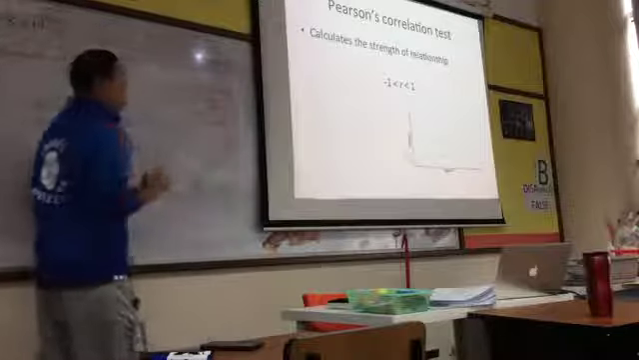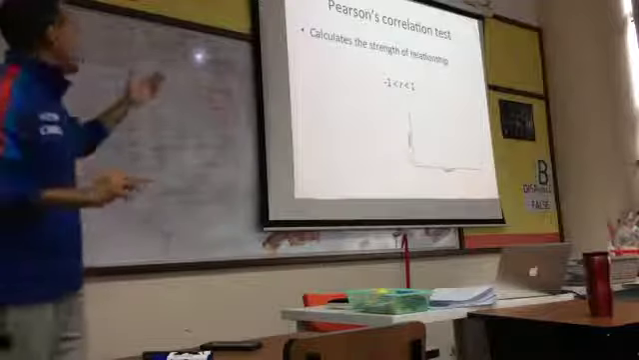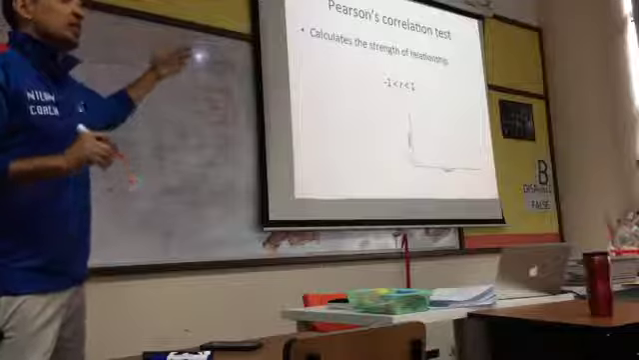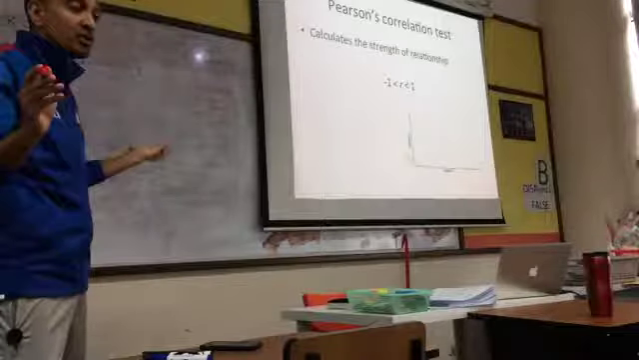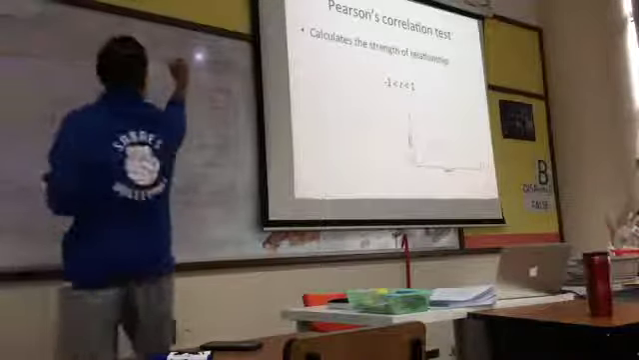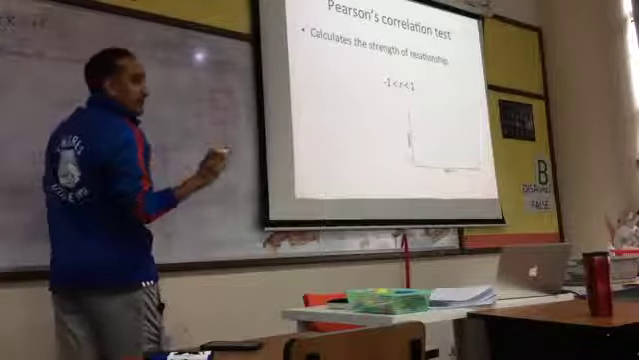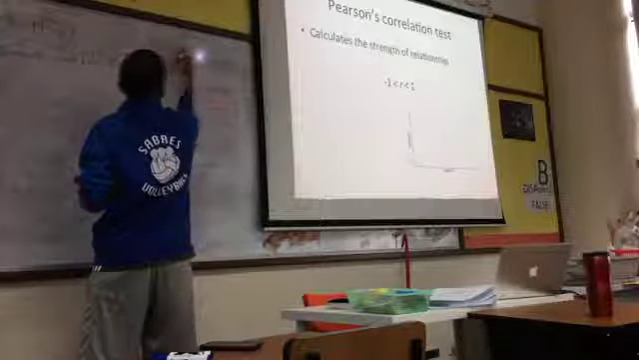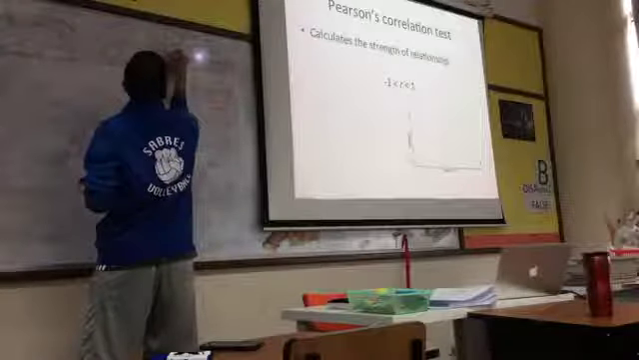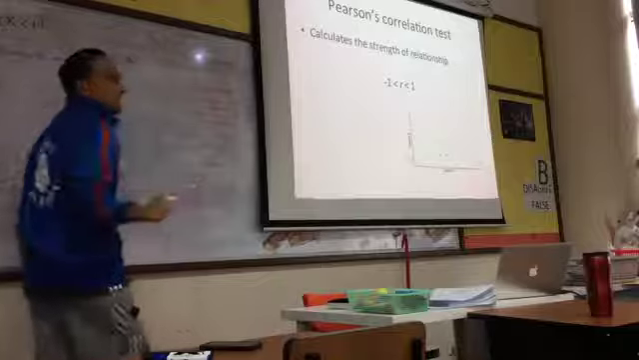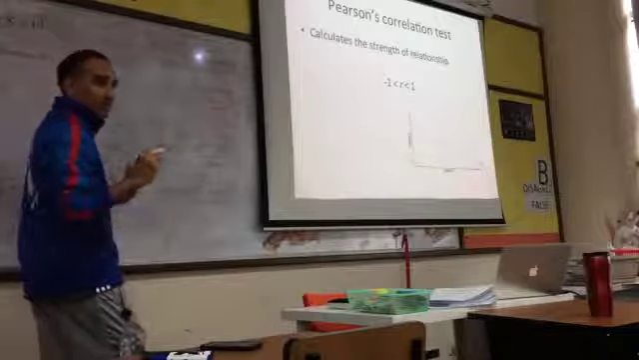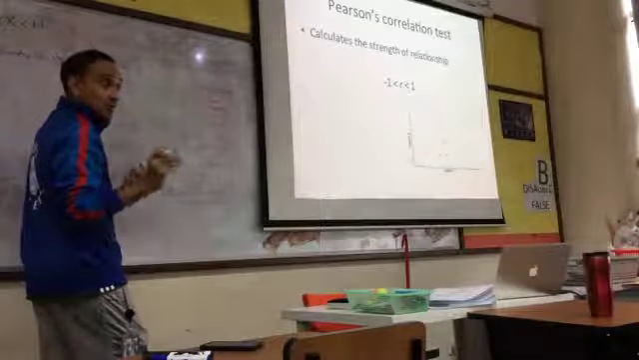So this at first is a little bit arbitrary. Like if it's plus 0.9, that's pretty strong, right? That's still a pretty strong relationship. But something like plus 0.3 is not so strong, right? It's closer to 0. So it's not as strong of a relationship.